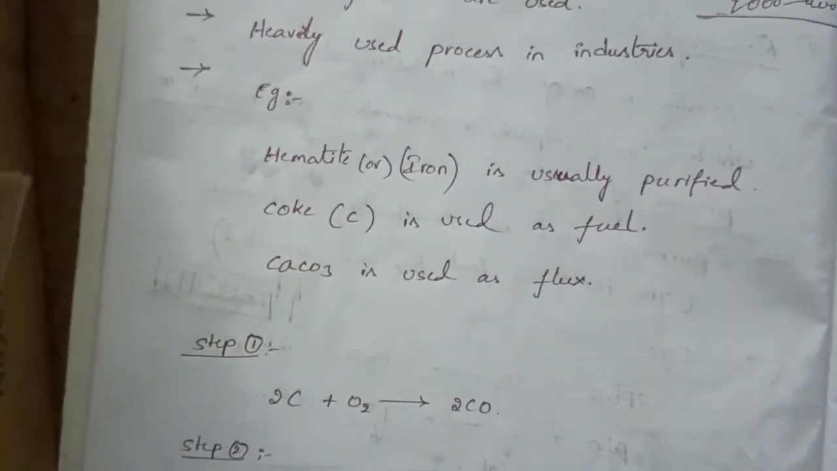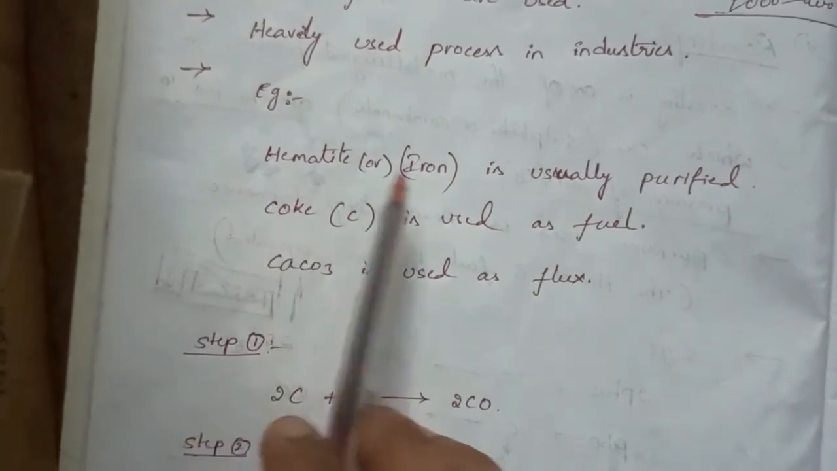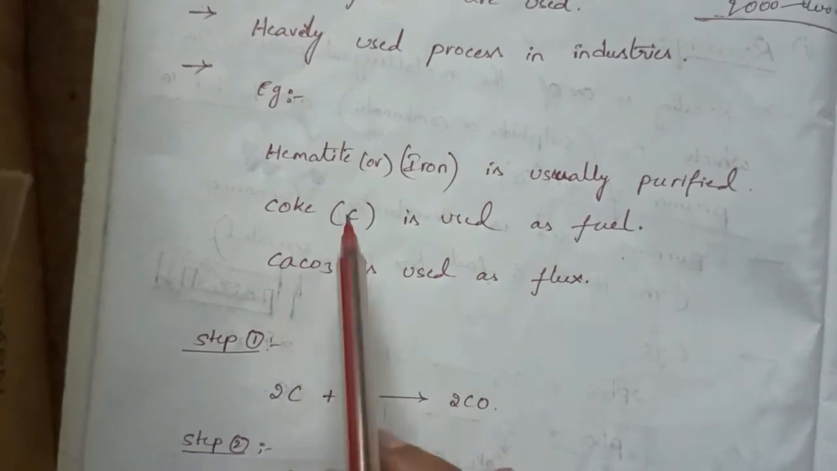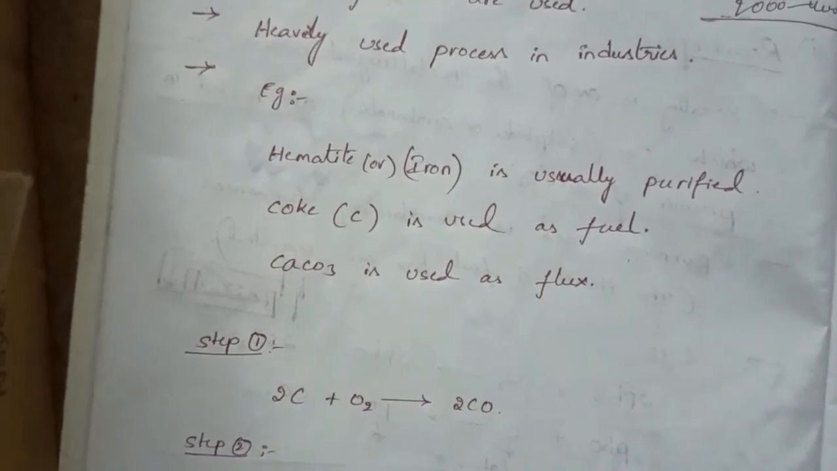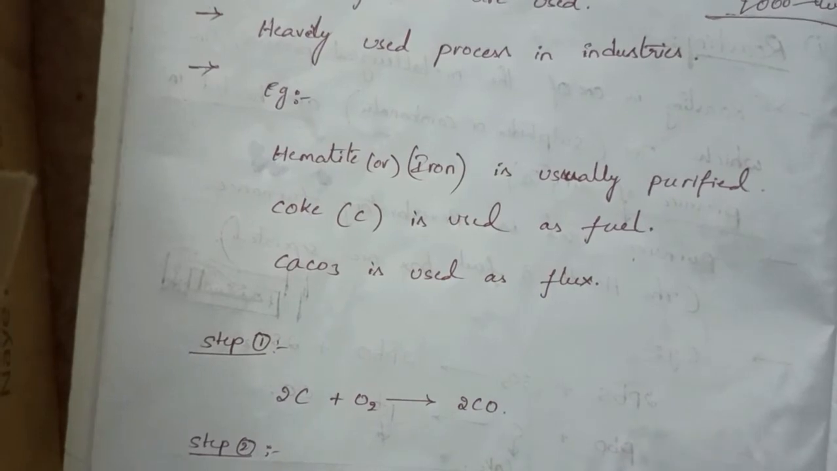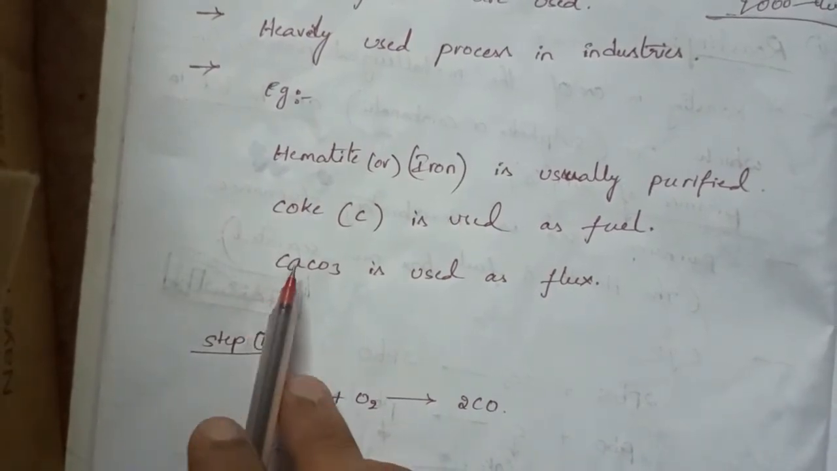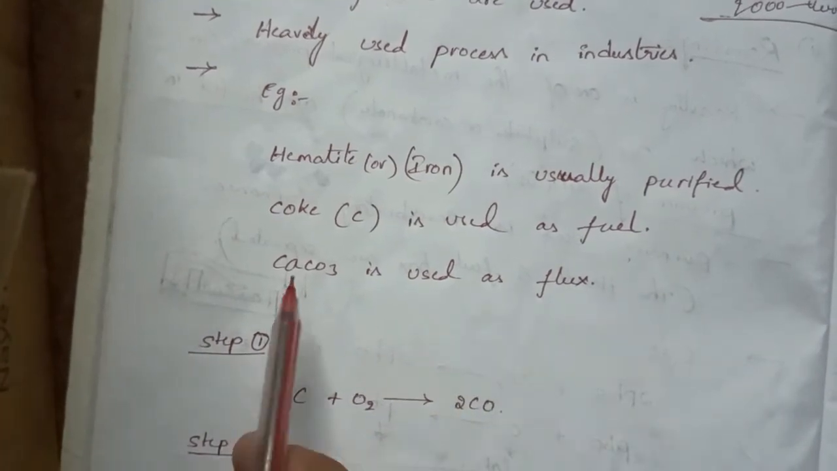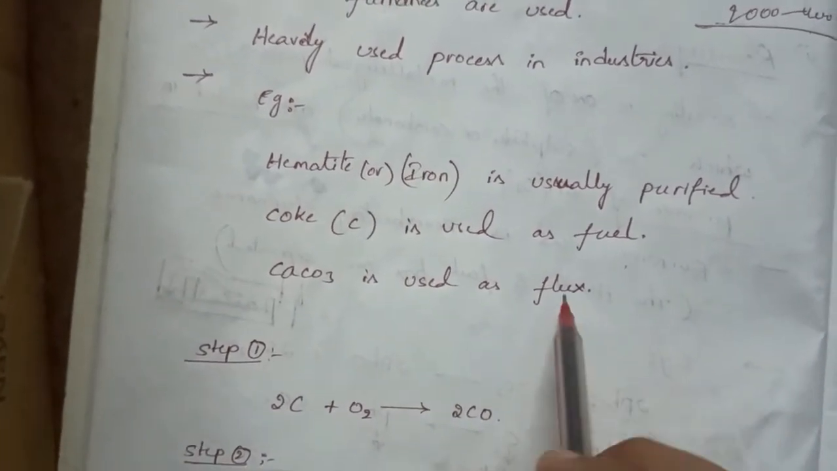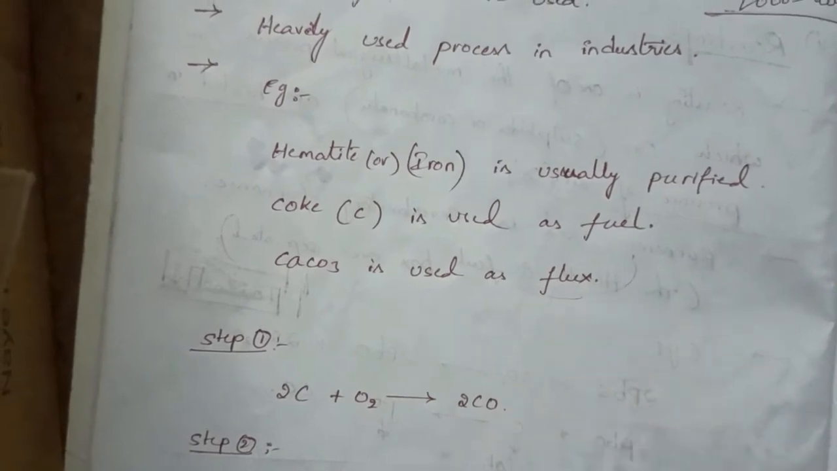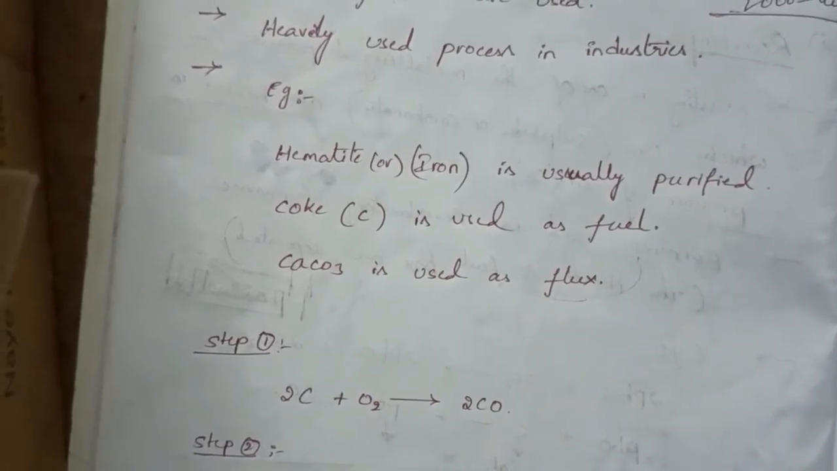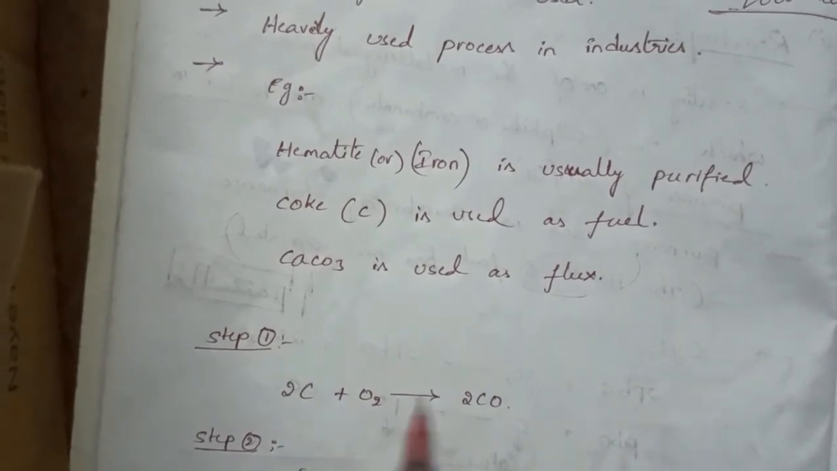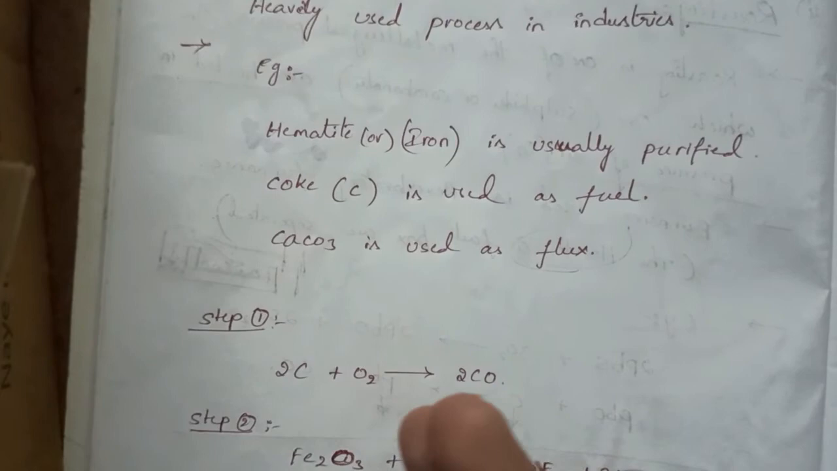Let's take the example of iron. Hematite is usually purified. Coke is used as a fuel. Coke, I already told you, is nothing but koila or kolsa. Calcium carbonate is used as flux. Okay, calcium carbonate, just lime, is used as flux. If you don't know what flux is, go and visit my other video, the link of which I will give in the description. Let us take the steps.